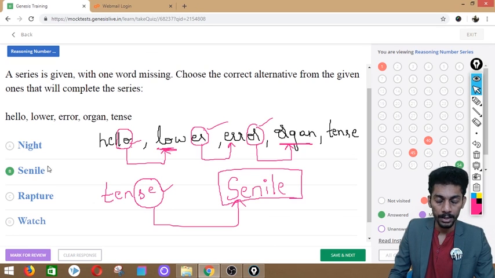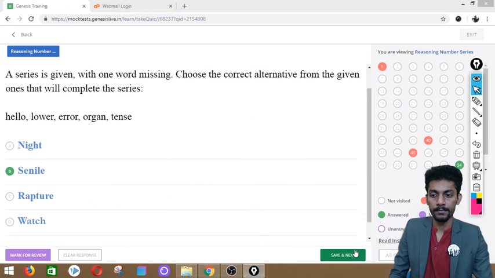Mark option C, mark option B and go for next question. This question is repeated, I guess. I think there is one more question which is asked in this paper. Okay, save and go for next question.